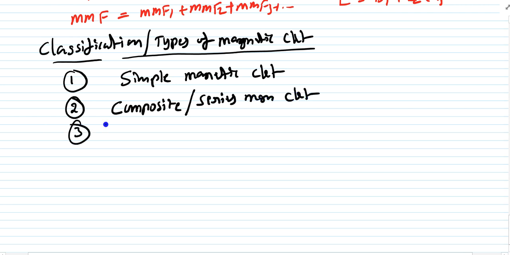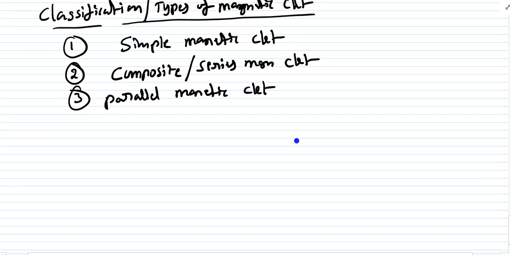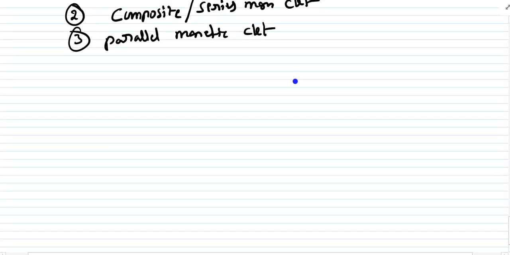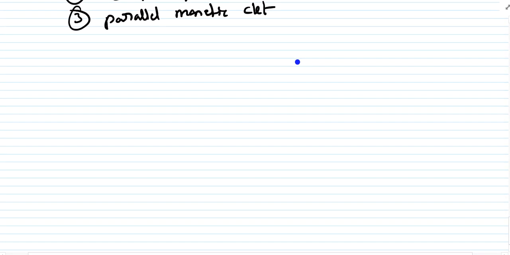Third is called parallel magnetic circuit. So these are the different types, or possible scenarios, you can expect from a magnetic circuit. So let us see what a simple magnetic circuit is, and then we'll see the analysis of that simple magnetic circuit.